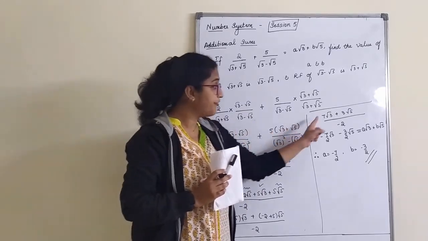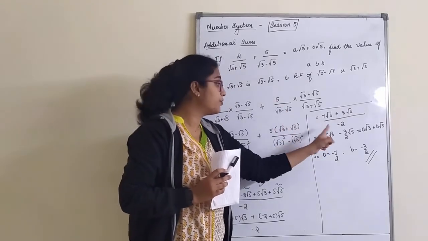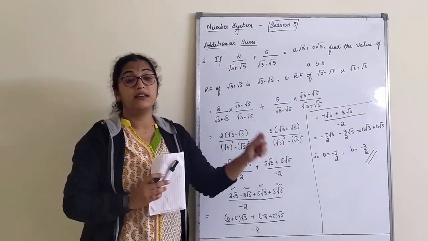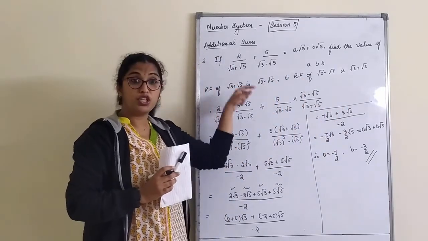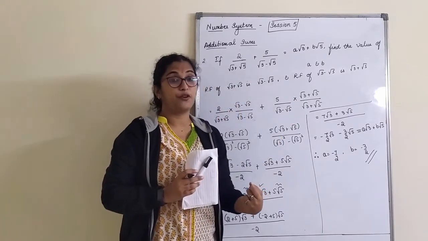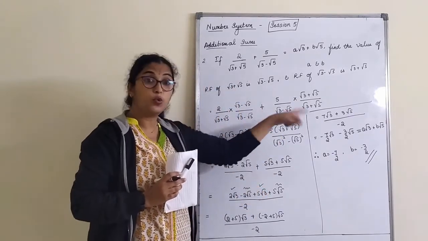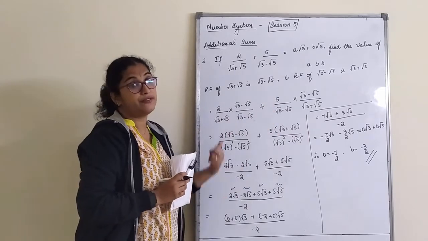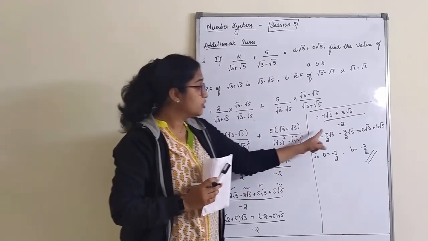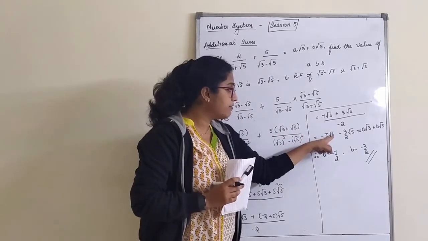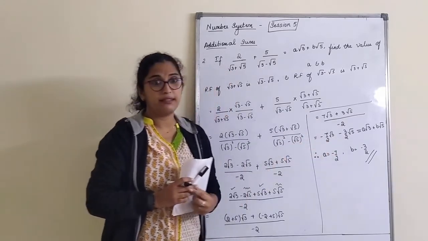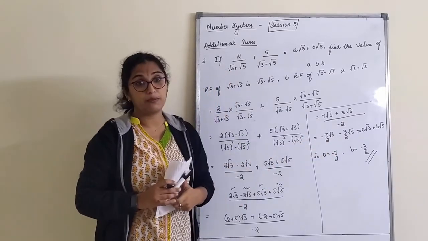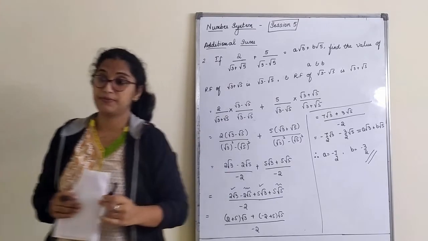You have to get the final answer in the form of root 3 and root 5 only, because the type of question given, the answer also is in that form. If you have gone wrong in the root itself, that means you have messed up with the given question, right? So once you get this, equalize the coefficients where you get the answer. So this is one type of sum which is very important.